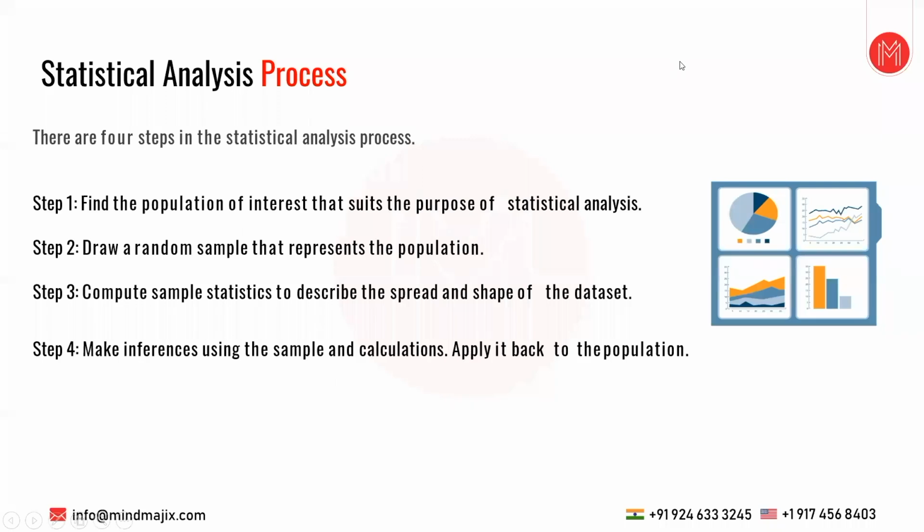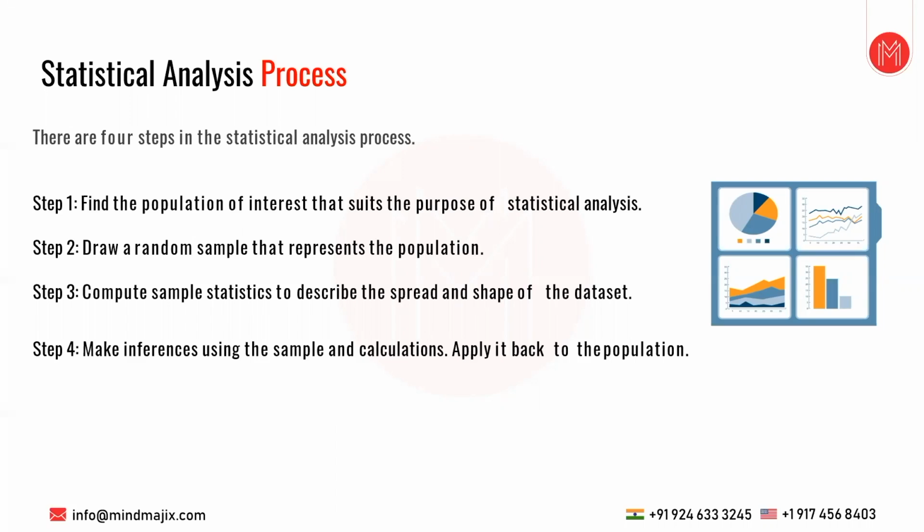Let's talk about the statistical analysis process. There are four steps in this process. Step one: find the population of interest that suits the purpose of the statistical analysis. Step two: draw a random sample that represents the population. Step three: compute sample statistics to describe the spread and shape of the data set. Step four: make inferences using the sample and calculations, and apply them back to the population. So that's how statistical analysis should be done within these four steps.